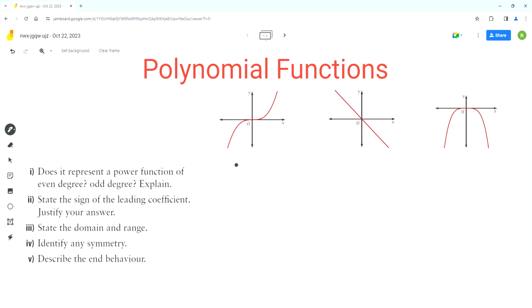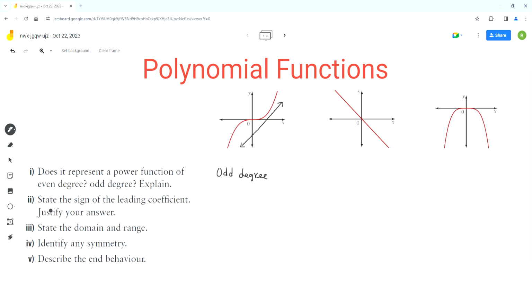Explain. So this graph represents an odd degree power function. This graph starts from quadrant 3 on the left side, crosses the x-axis, and ends in quadrant 1. So it's going across the x-axis from left to right. That's why it's an odd degree. This is a very important concept you need to understand and memorize.